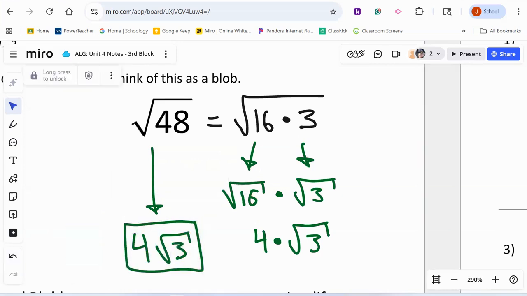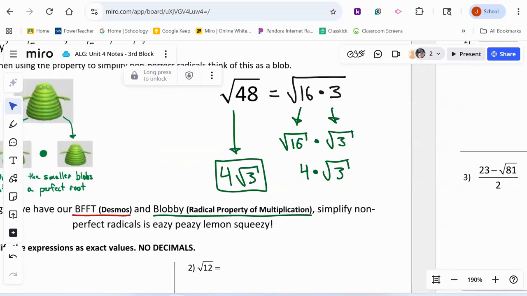This is considered the fully simplified form of that radical. The reason is because you now have the smallest possible number that you can get underneath the radical in that expression. If you used 4 times 12, you would have 2 times the square root of 12, which is not fully simplified. It's simpler, but not fully simplified.